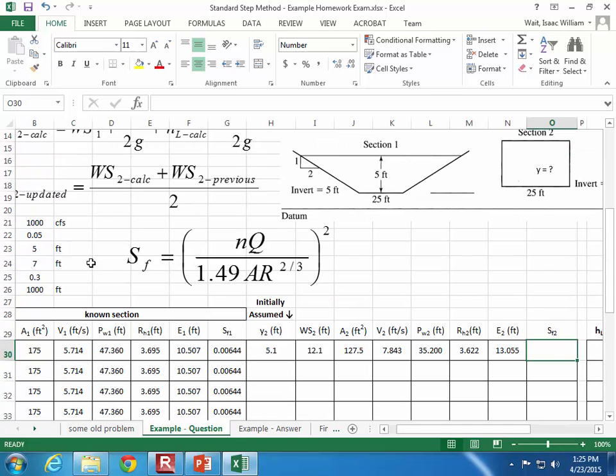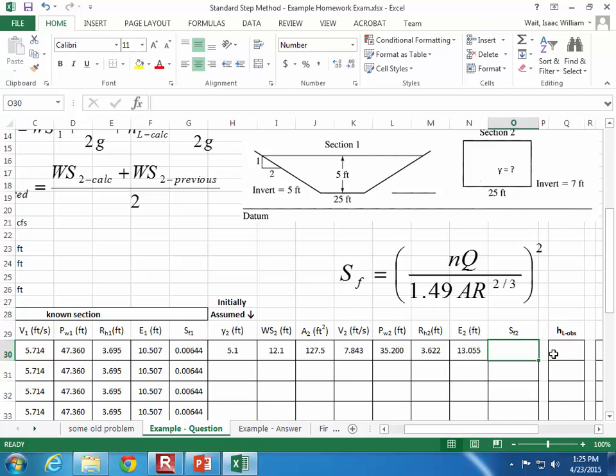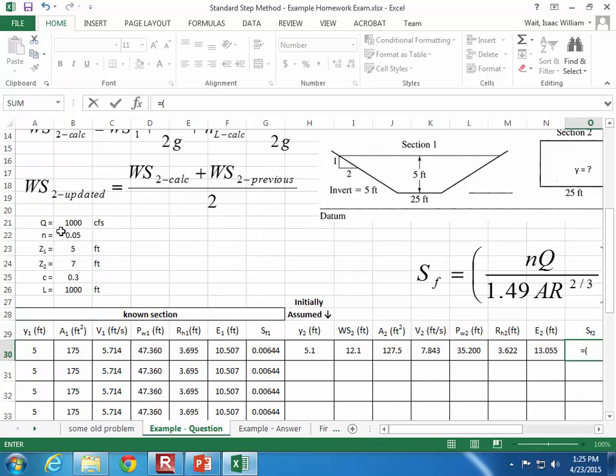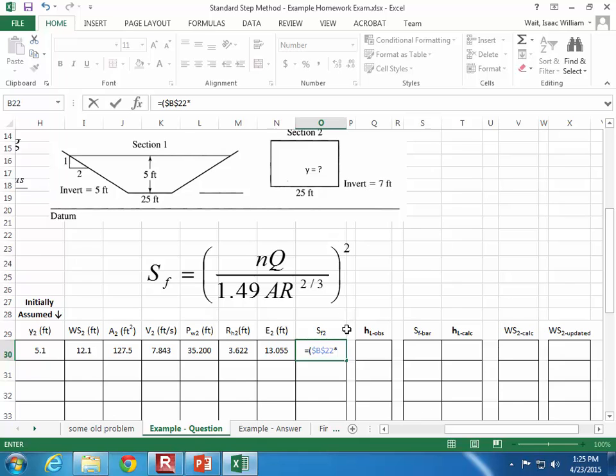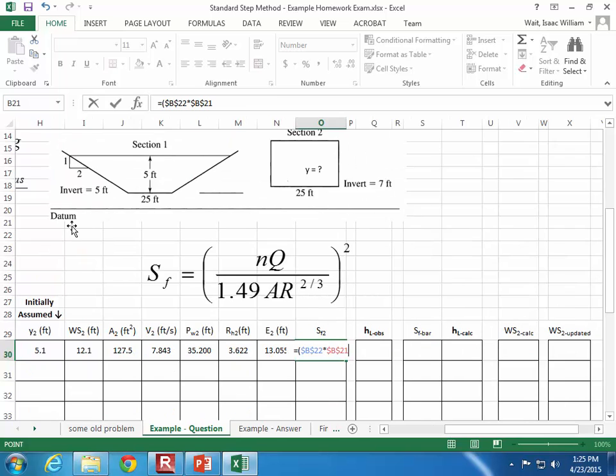Slope of the energy grade line, I have to use Manning's equation again to find the slope of the energy grade line at location 2, so equals n anchored times Q. Of course, the nice thing is once we type the equation in one time, we don't have to do it again for our future iterations. And so the first row is always a little more tedious than the other ones. The area at 2 times the hydraulic radius at 2 to the 2/3 power. And then all of that is squared.